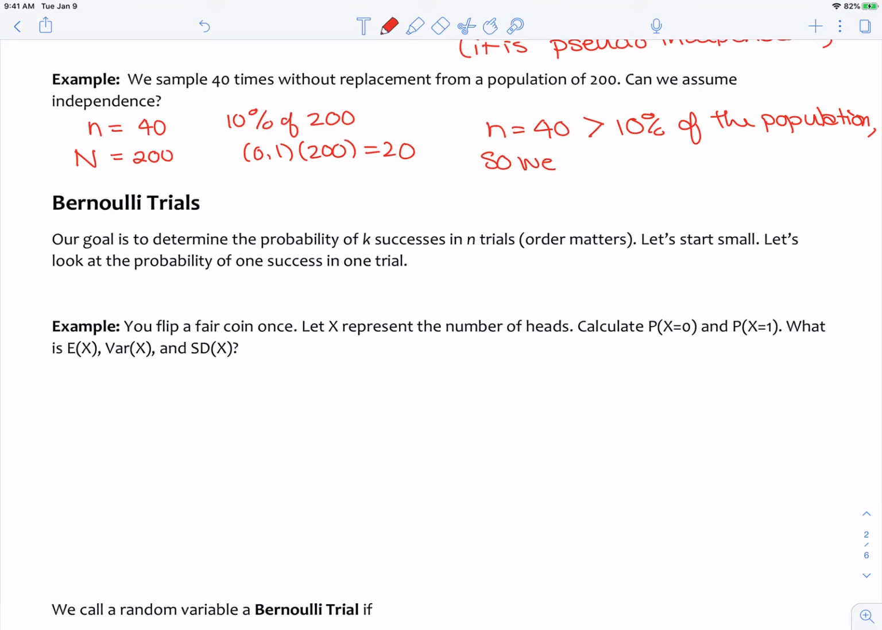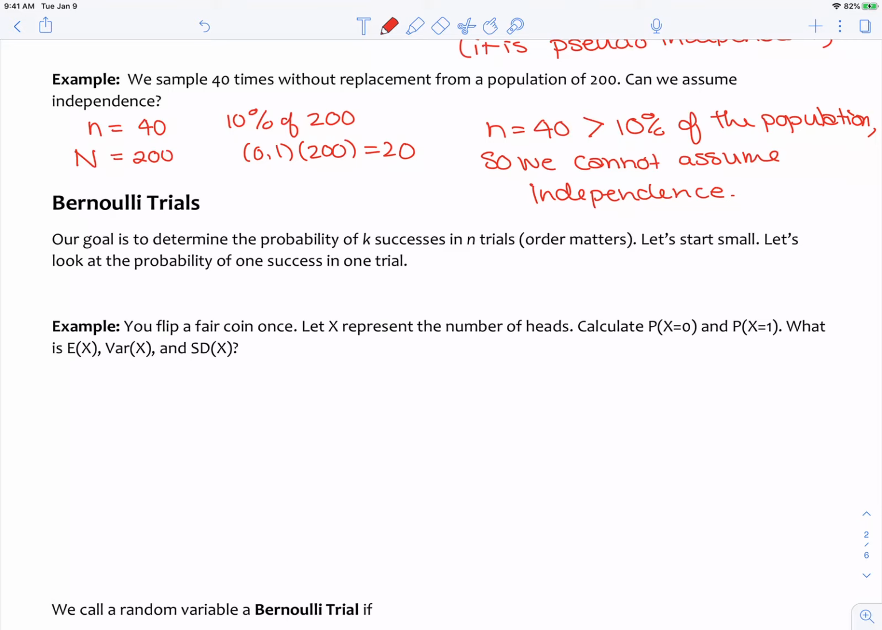So we cannot assume independence. In that case, we're drawing too many from a small population, and so those changes in probability are going to be too significant to just overlook. We can't just let it go.